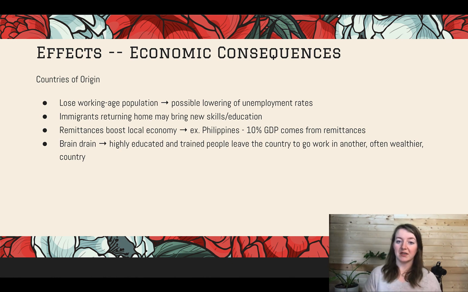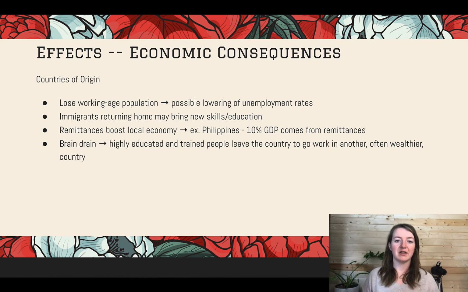The remittances that we talked about on the last slide help to boost the local economy. So for example, the Philippines receives approximately 10% of its GDP from remittances, which is a huge amount of money, and we see billions of dollars across the globe in the form of remittances.